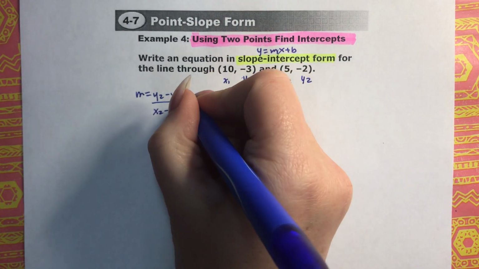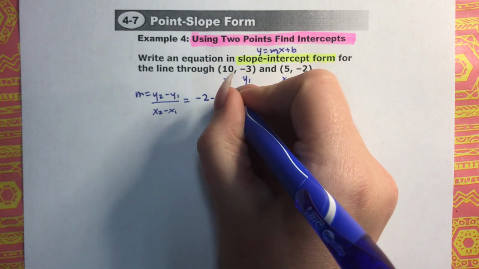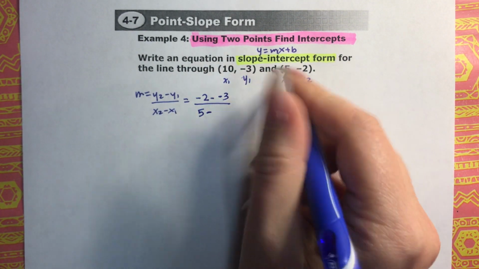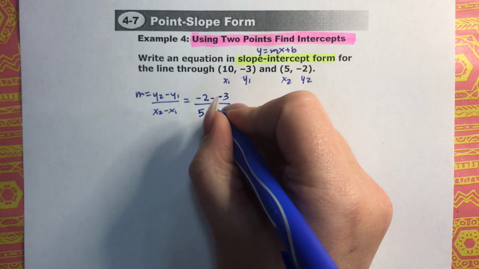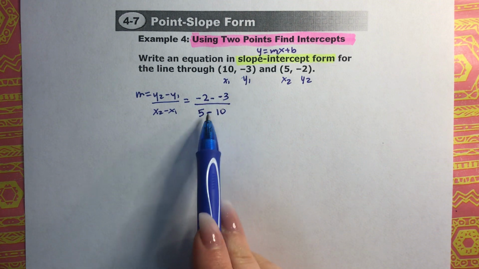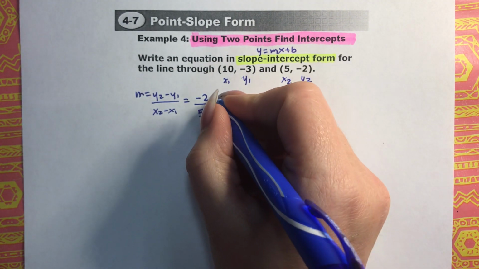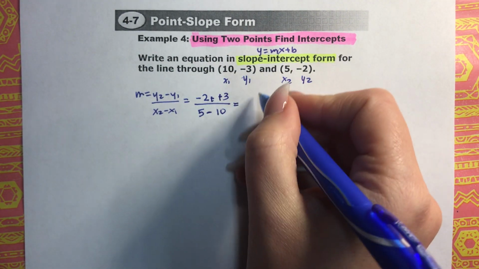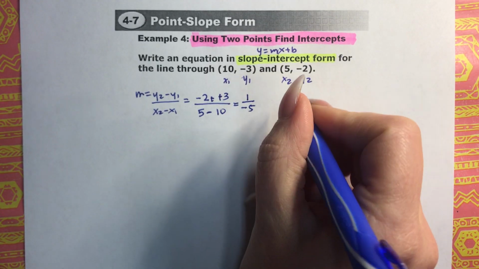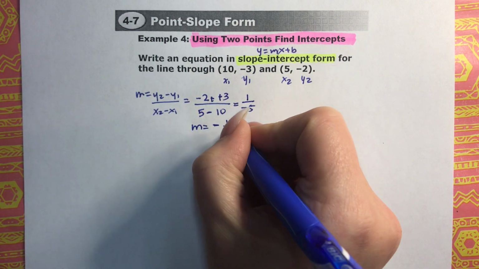All right, then we just substitute the values in. So my y2 is negative 2 minus my y1, which is negative 3, all over my x2, which is 5, minus my x1, which is 10. That's y2 minus y1 all over x2 minus x1. Now we simplify. Those 2 negatives become a positive. Negative 2 plus 3 is just 1. 5 take away 10 is negative 5. So that tells us that our slope is equal to negative 1/5.